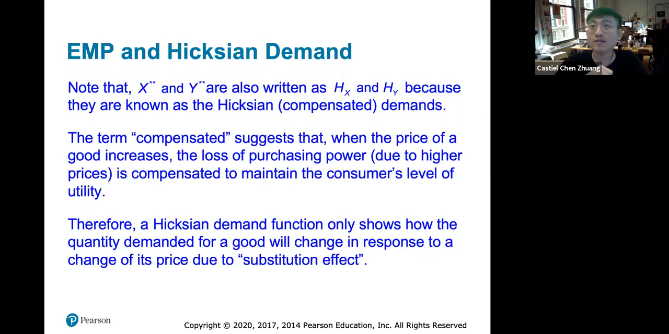And then because it's more expensive than other goods, you substitute toward other goods. You don't buy this one. So that will be the substitution effect, right? And here, because we fix your purchasing power, we fix your utility level, we are only focusing on the substitution effect.